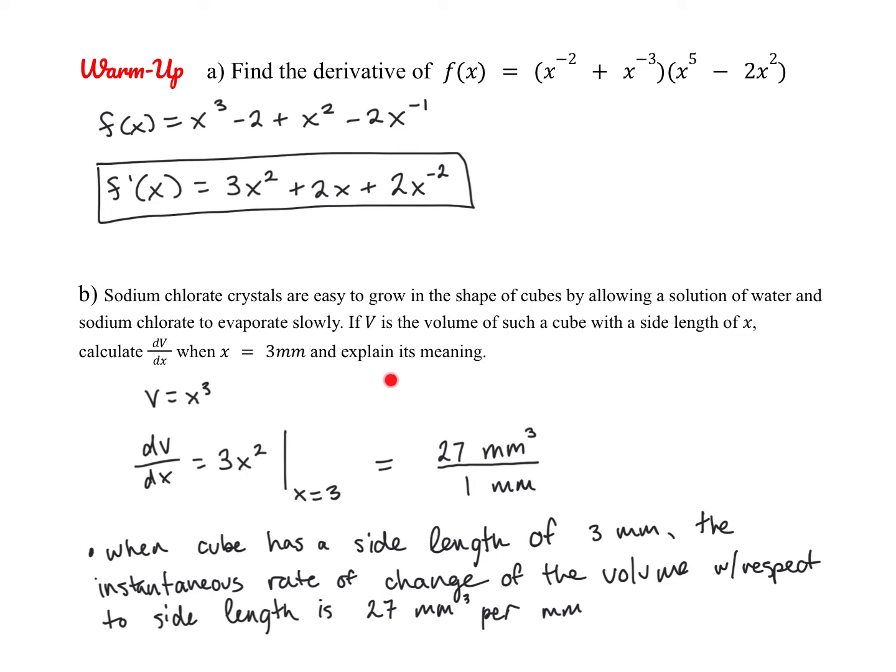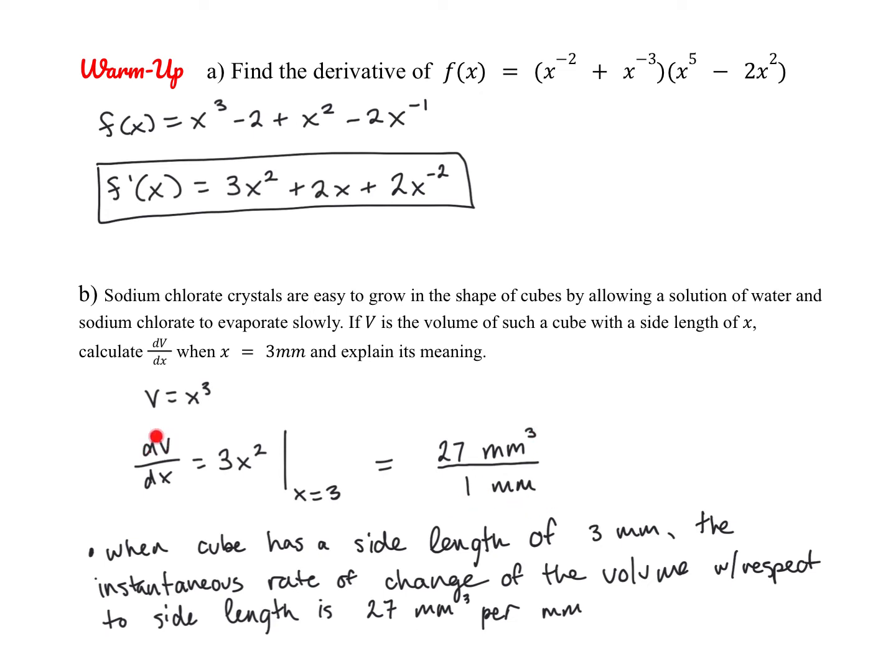And then for part B, here we can model the volume of this growing cube with the function just x cubed. So if they ask you to calculate dV/dx when x is equal to 3 millimeters, again, we're finding the derivative of volume, and that becomes 3x squared. And then we'll evaluate that when x is equal to 3. And we get 27 millimeters cubed per millimeter.